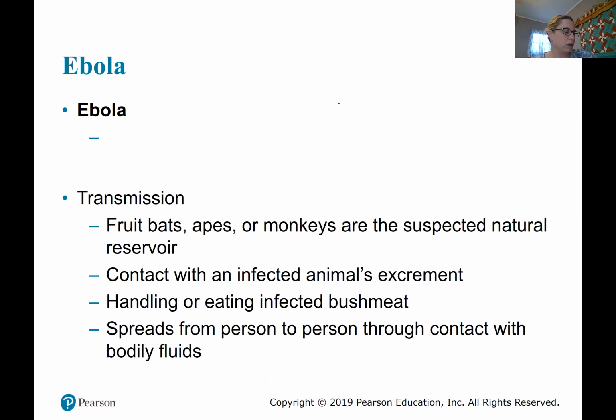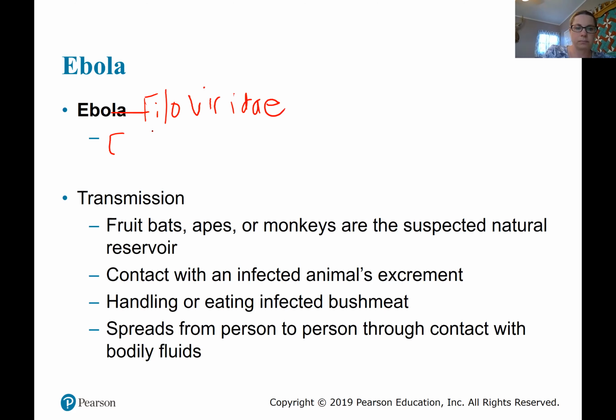Okay, so the hemorrhagic fever we're looking at is going to be Ebola, and it and Marburg virus are caused by a filoviridae virus called Ebola virus, and it's a single-stranded RNA virus. In case you were wondering about that.